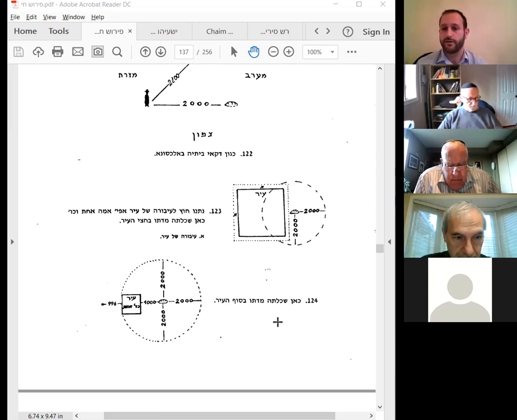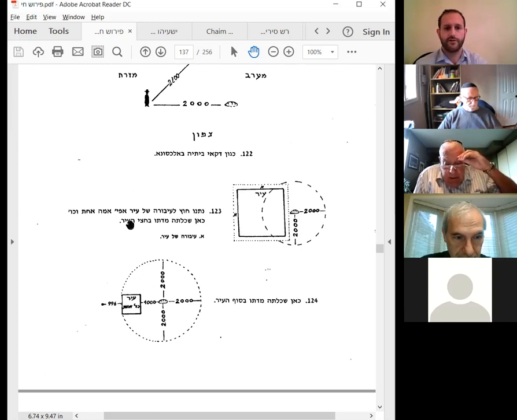So therefore, you're losing something. You're losing not just the one amma, you're losing a lot of distance. So lo kasha, kan shakalta midato b'chatzi ha'ir, kan shakalta midato b'sof ha'ir. Now the difference is whether or not your measurement terminated in the middle of the city or the outside of the city. So what do you mean by that?